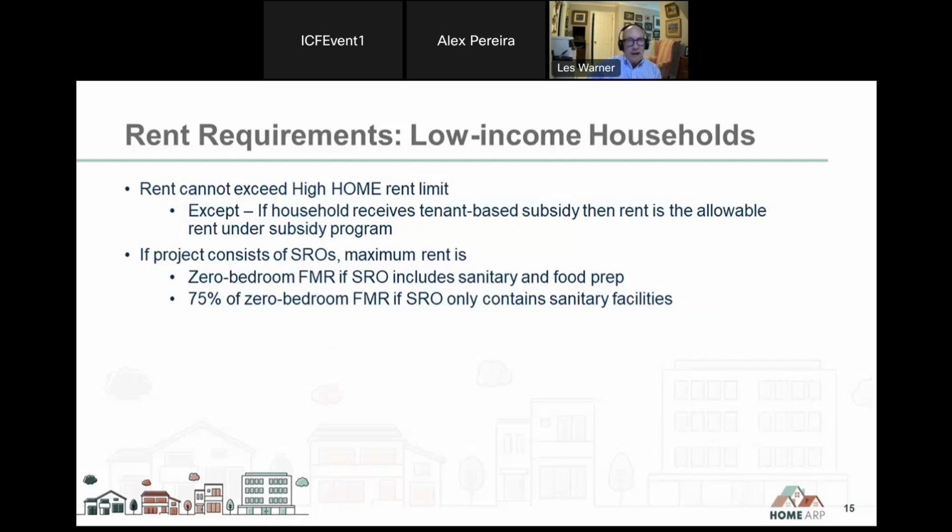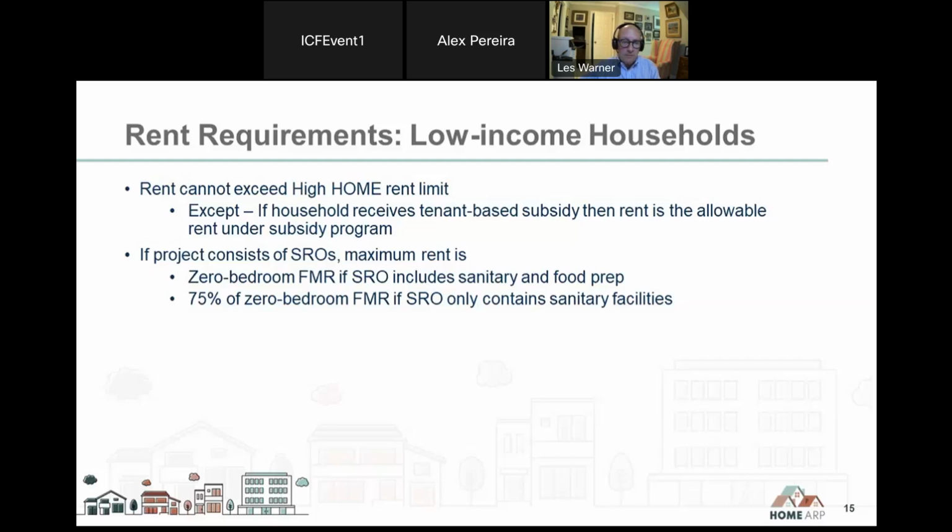Now keep in mind that the high HOME rent limit includes not only the tenant paid rent, what I might call a lease rent, but it also includes any utilities that the household themselves is paying. So if we've got a tenant paying, I don't know, $800 a month in rent, plus according to our utility schedule they're paying approximately $100 a month in, let's say, electric for that unit, then that's $900, and we would have to compare that to our high HOME rent limit and make sure that was going to be in compliance.